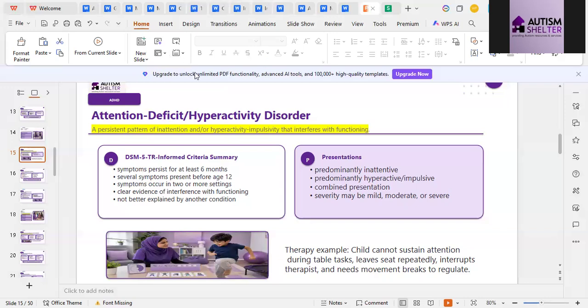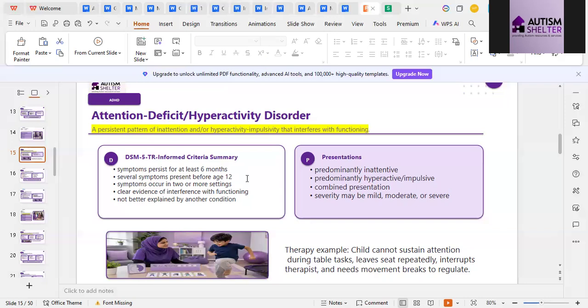Okay, the next is DSM-5 TR. The symptoms persist for at least 6 months. The duration matters, and the age also matters. Several symptoms present before age 12. So you have to look at this age, and also the number of settings matters. Okay, so you have to look at these three things very carefully.